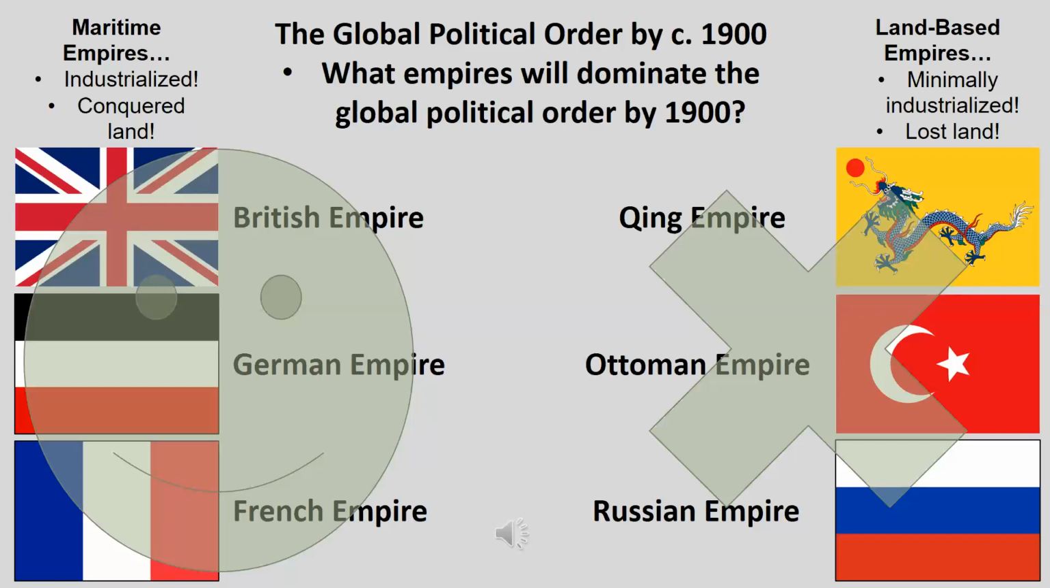Ultimately, the spheres of influence that the Western and Westernized imperialist powers carved out of China's territory resulted in a weakened and often puppeteered Qing dynasty.